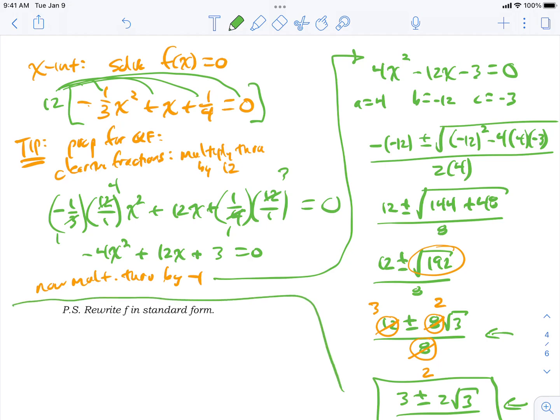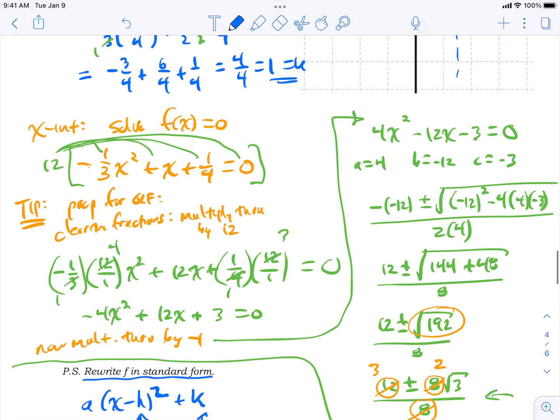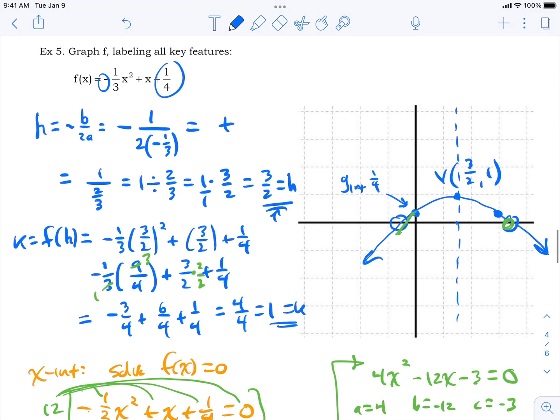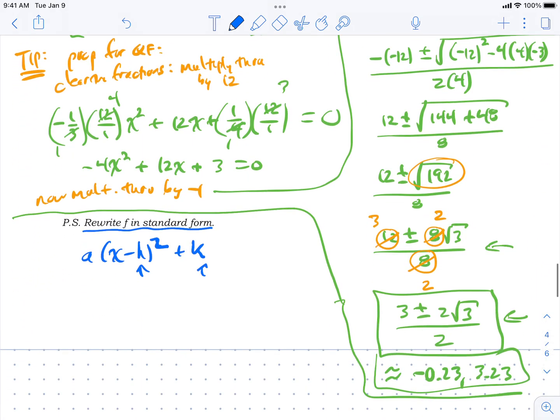Okay, as a parting shot, so to speak, I want to show you something slick. Now it says rewrite f in standard form. That means the a times the x minus h squared plus the k. Now you might be thinking, oh my gosh, that's going to be a chore. But it's not. It's so simple. For one thing, we already got the h and the k, right? We solved for the vertex. Way up here someplace. Where is it? Oh, there it is. It's 3 halves comma 1. So it's 3 halves goes there, the 1 goes there.